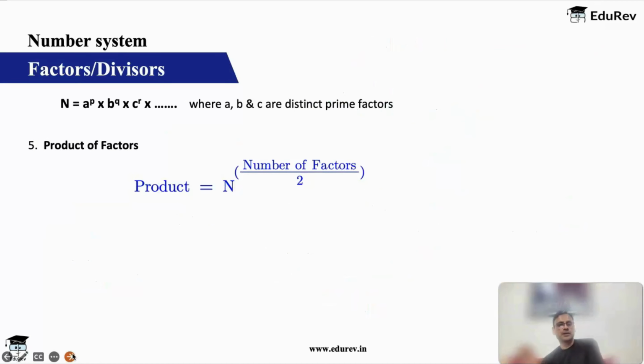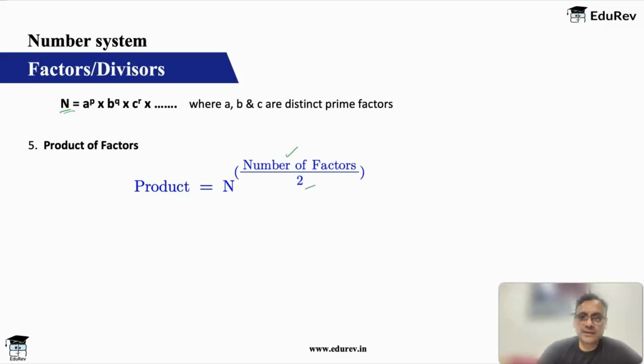This is the fifth formula now: product of factors. What is the product of all the factors? Again, this is a very simple formula. The product is nothing but the number n itself raised to the number of factors by 2.